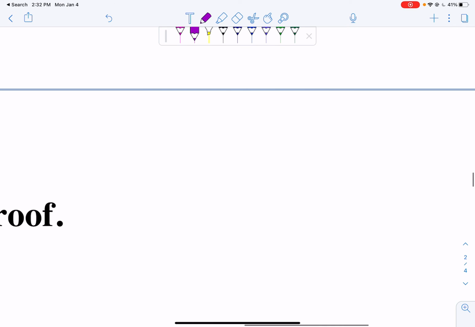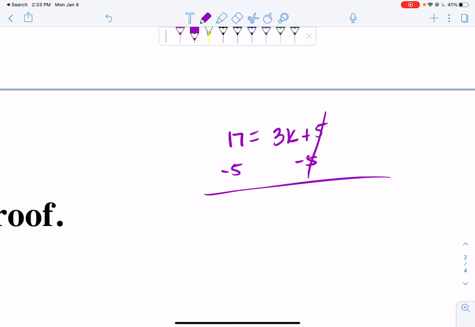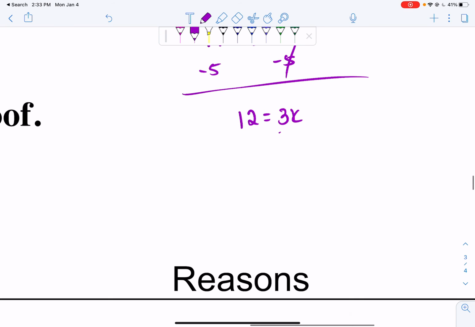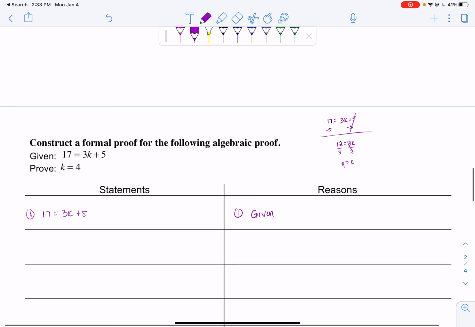So we have 17 equals 3k plus 5. I want to solve for k. So I'm going to subtract 5 from both sides of my equation. And I got 17, no, sorry, not 17. 17 minus 5 is 12, and that's equal to 3k. I now need to divide both sides by 3 to get k by itself. My 3s cancel, and I get k is equal to 4, or 4 is equal to k. So I solved it. Now we're going to put all those steps into a proof.